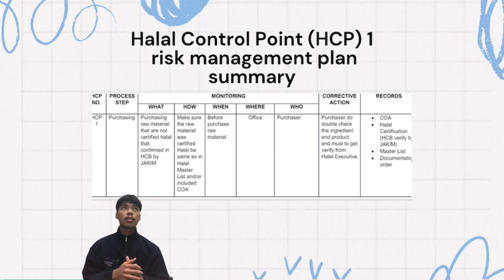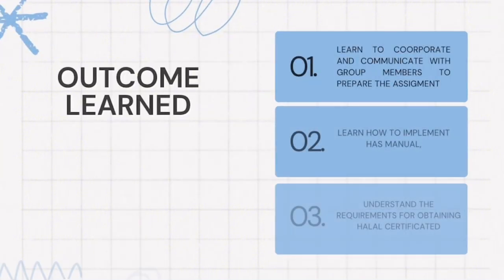So where can this happen? At the office, and who is responsible is the purchaser, and the corrective action for the HCP: the purchaser must do a double check for the ingredient and the product must be verified by the halal executive. So for the record, the purchaser can give the COA, halal certification, master list, and also documentation order.